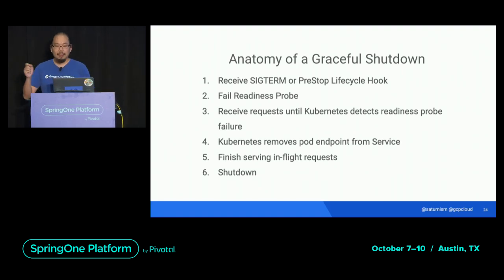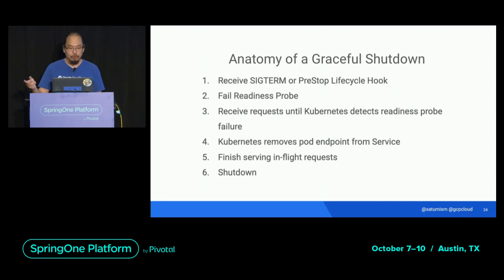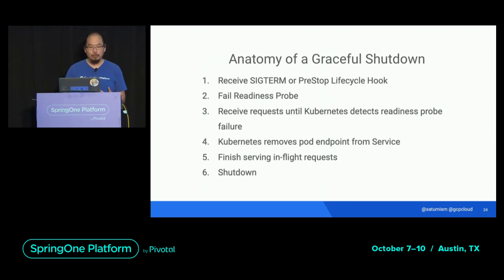And then when Kubernetes detects the failure, it's going to turn off the load balancer, right? And then you wait for everything to finish. And then after a few seconds, you then shut down. Okay, this is a very important sequence of steps. Because once Kubernetes sends you a SIGTERM, it still thinks you can receive traffic. I don't know why. But that's why you have to turn off the readiness probe.